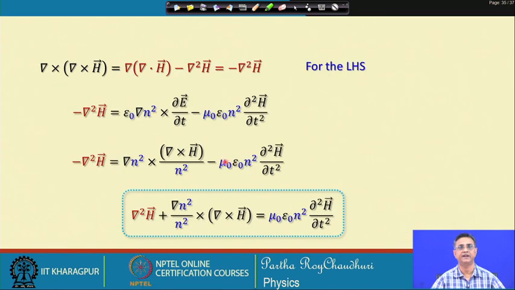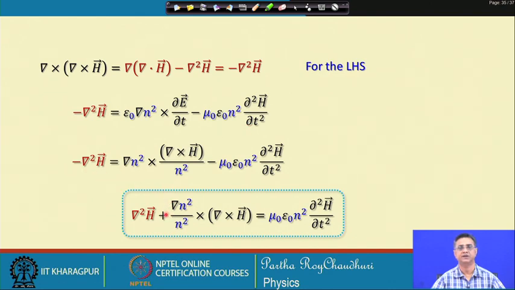And for the left hand side again we will use this identity, but this time del dot H equal to 0, the medium is non-magnetic, and del dot B equal to 0 means del dot H is also equal to 0. So, the left hand side gives you minus del square of H. So, the complete equation becomes minus del square of H equal to this quantity, minus mu naught epsilon naught n square del square H by del t square.